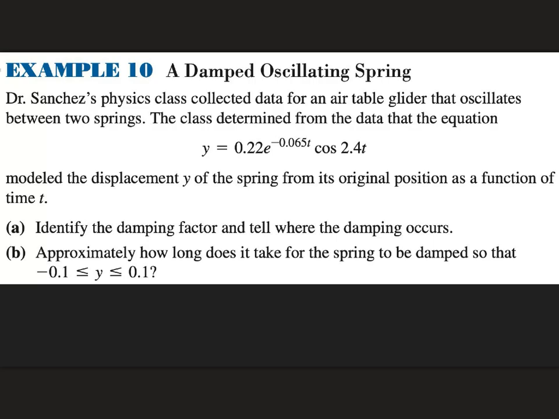You can never see white on here. Here's our function. This is our damping factor. So this spring does damp. Now what we want to know is how long does it take for the spring to be damped so that the oscillation is between -0.1 and 0.1. Okay, so basically you can graph this, and it's between 11 and 12 seconds.